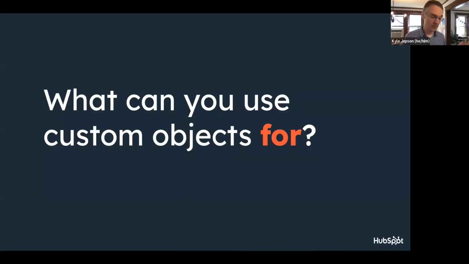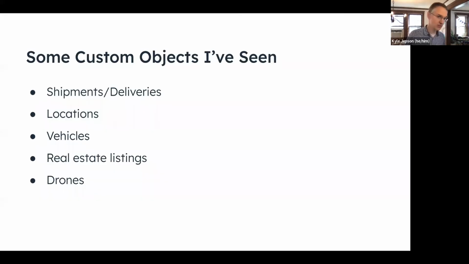So what can you use them for? These are some real world examples I've seen. Shipments and deliveries is a very popular one, right? So your deal closes, you've made the sale. Maybe you have to ship it in multiple different packages and you want to track all of those, or maybe there's some other delivery process you need to keep track of. Custom objects can be very good for this. You can associate it to the deal, you can have automation make things happen, and that's great.